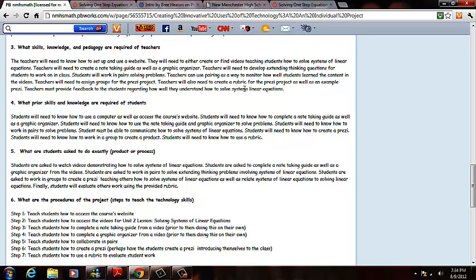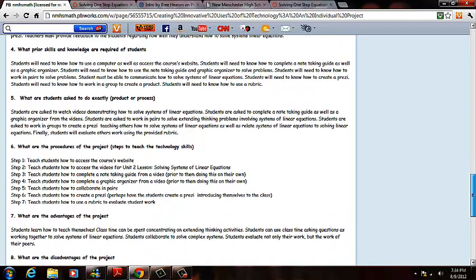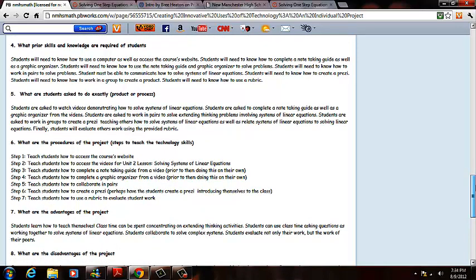Teachers will have to know how to use a website. They'll have to know how to create a Prezi. They will have to make a graphic organizer as well as a note-taking guide that goes along with the video. And I really think once they get the hang of it, it'll be worth a while. Prior knowledge of the students, again, they'll have to know how to use the computer, how to access the website, how to make sure the video's up, complete those note-taking guides, their graphic organizers, and of course to create a Prezi.